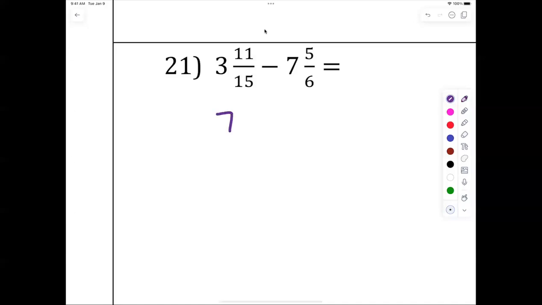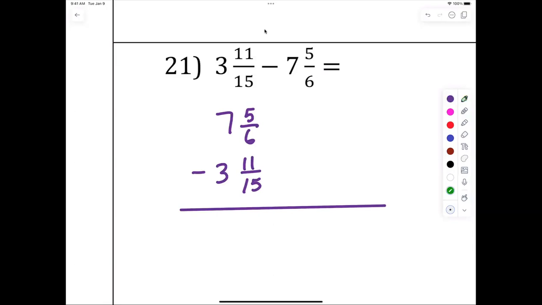So everybody should have put 7 and 5/6 minus 3 and 11 over 15. So tell me, what is your common denominator here? 30. I'm asking you. It's 30. Everyone else stop talking. 30 and 30. All right, what do I multiply the first fraction by? 5. And so I end up with? And 5. Good. What do I multiply the second fraction by? And I end up with? So do I need to really borrow here?